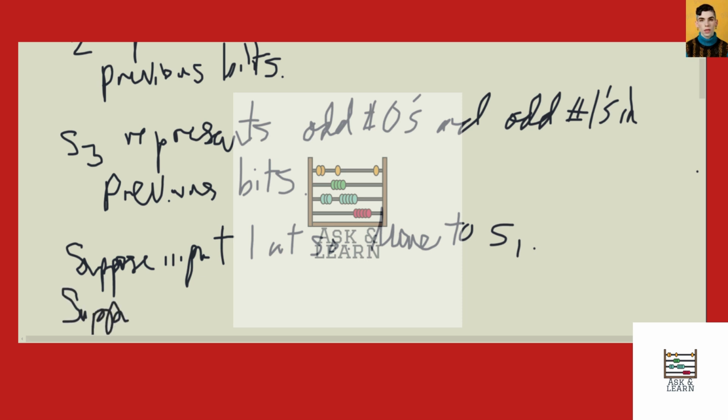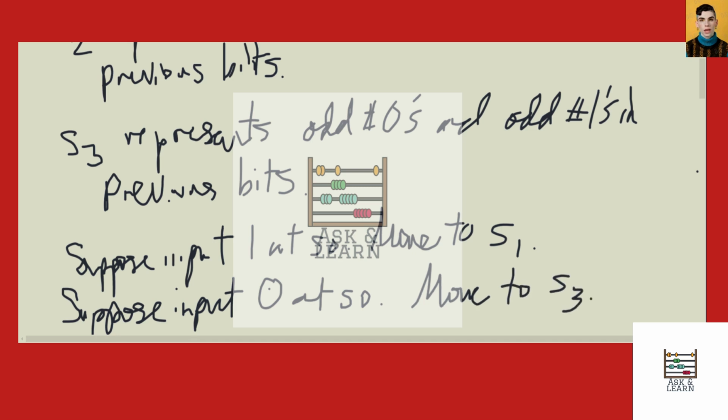Now, let's suppose that the input is 0 at S0. We have that the total number of zeros is now odd. Total number of ones is still even, so we're going to move from S0 to S3, or sorry, S2.